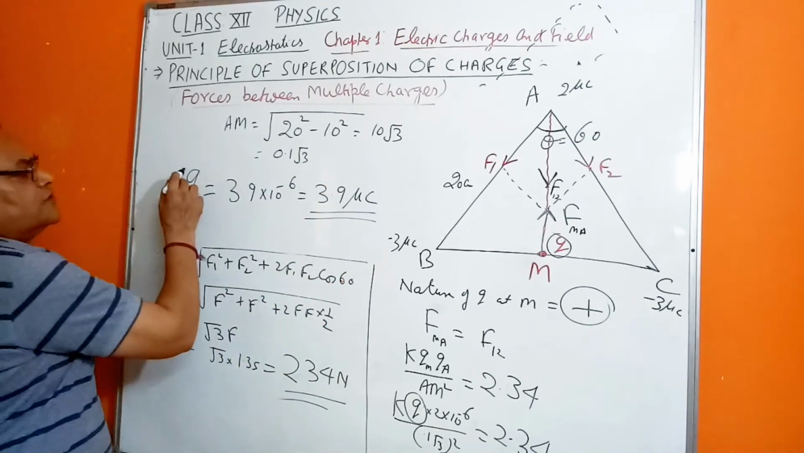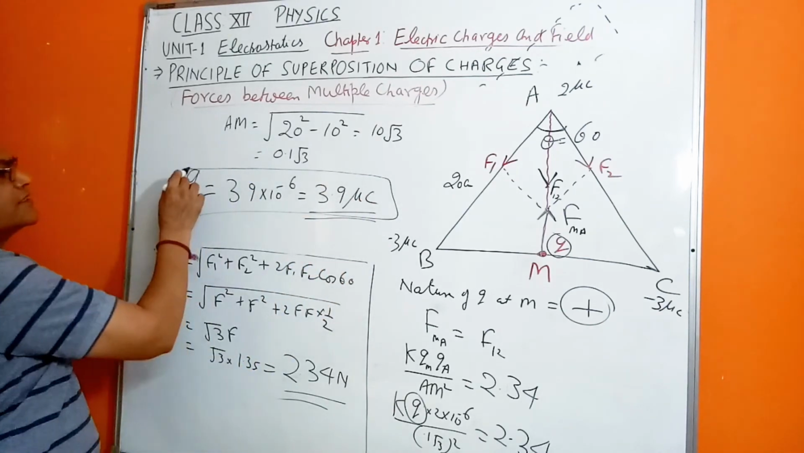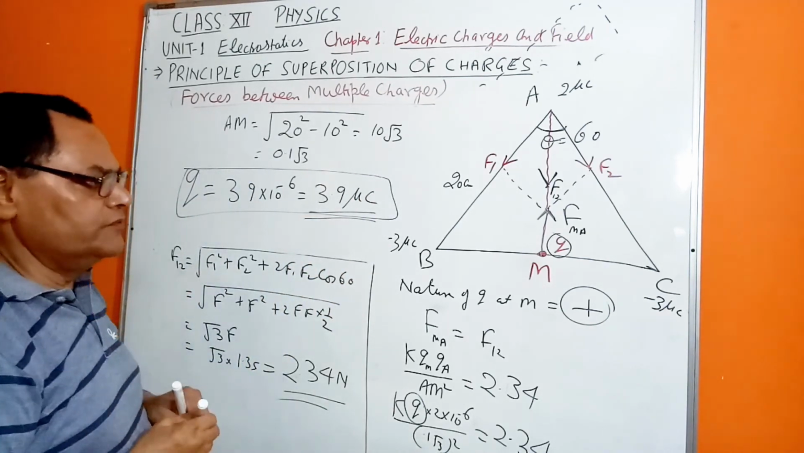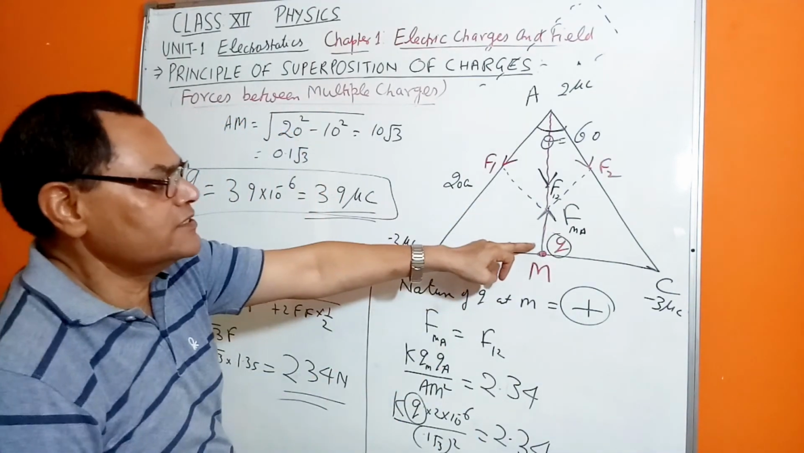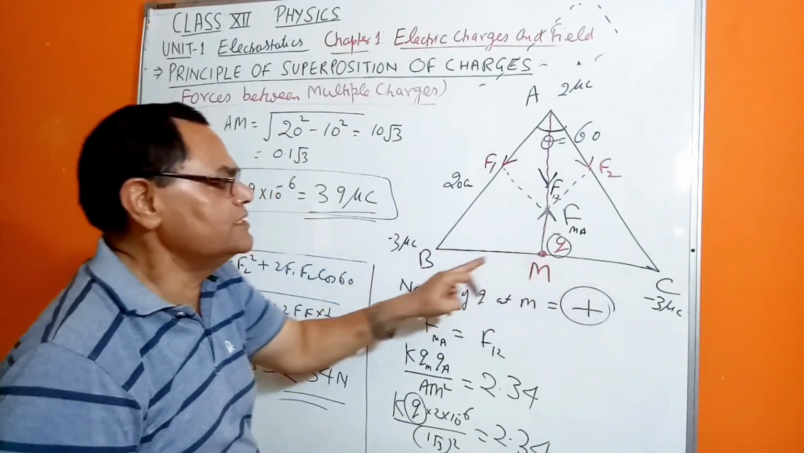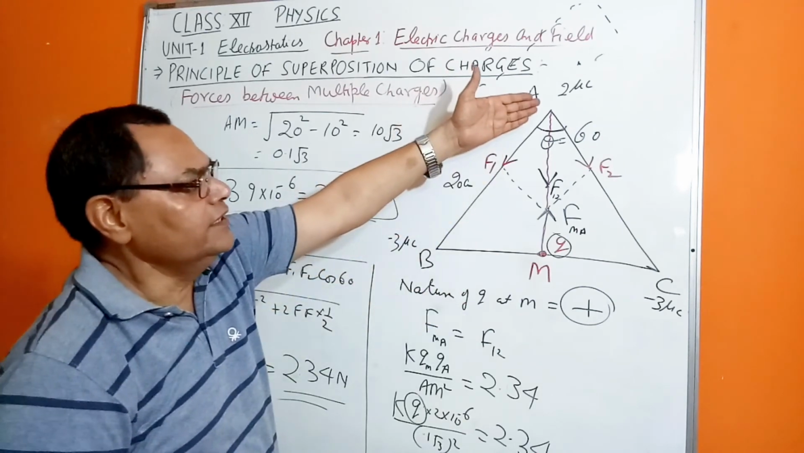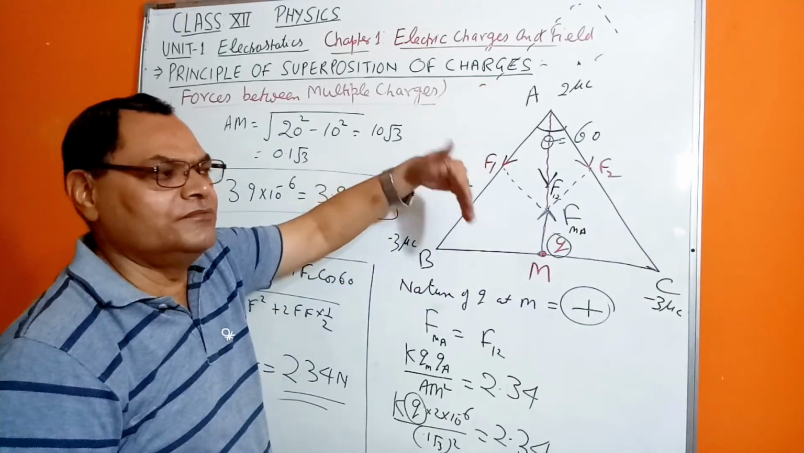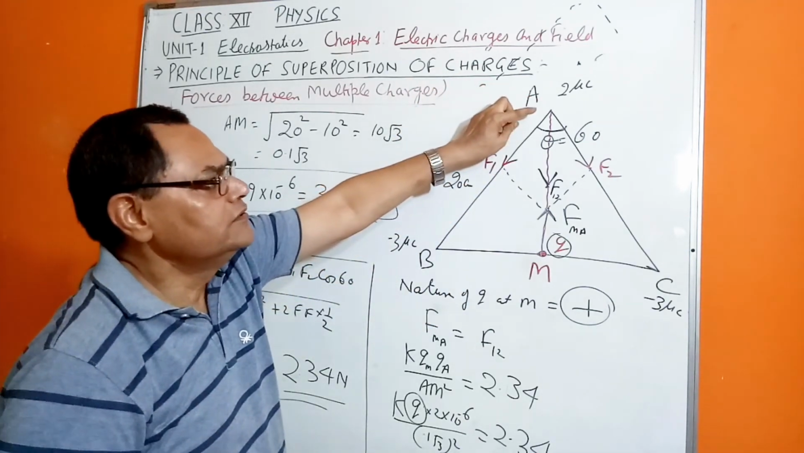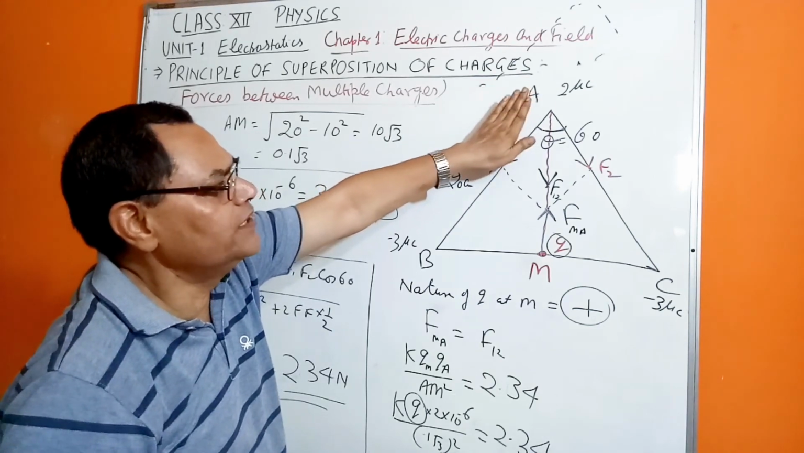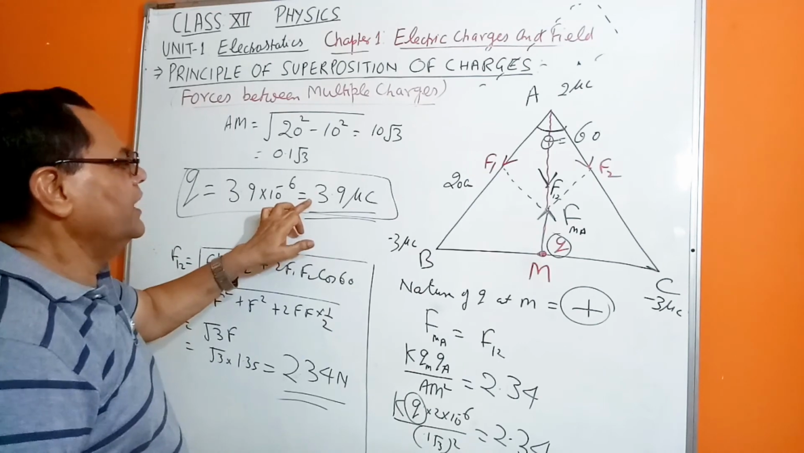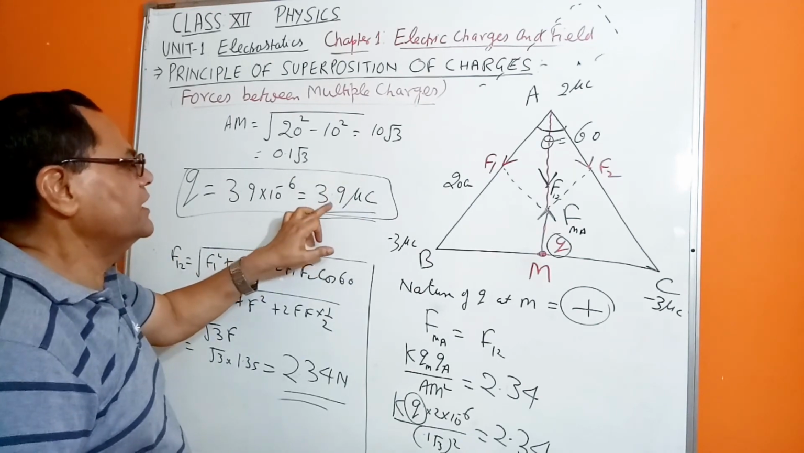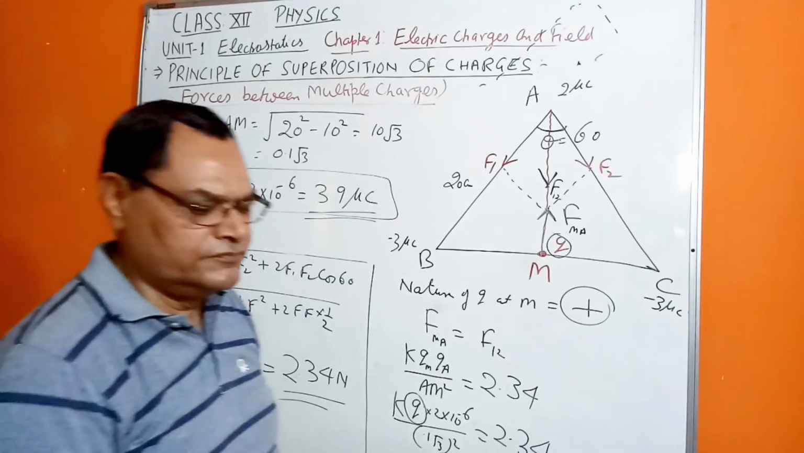Clear? So we got both the answers of this question: what should be the sign and the magnitude of the charge placed at the midpoint of BC so that the point A is in stable equilibrium, or remains in equilibrium, that is no force. So the nature of the charge is positive and the magnitude is 3.9 microcoulomb.